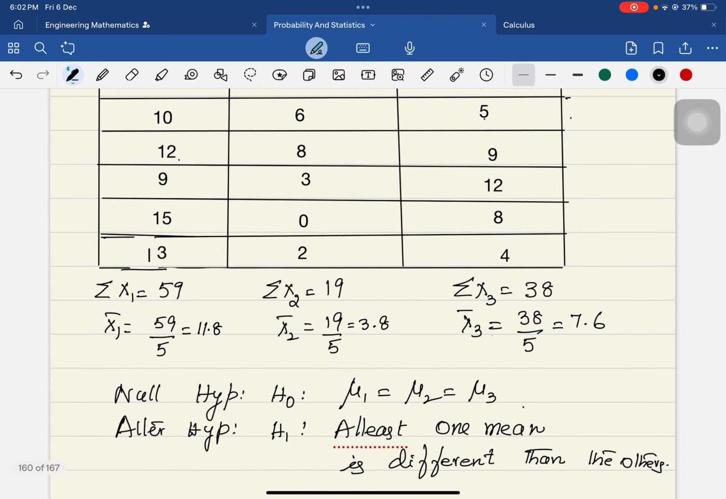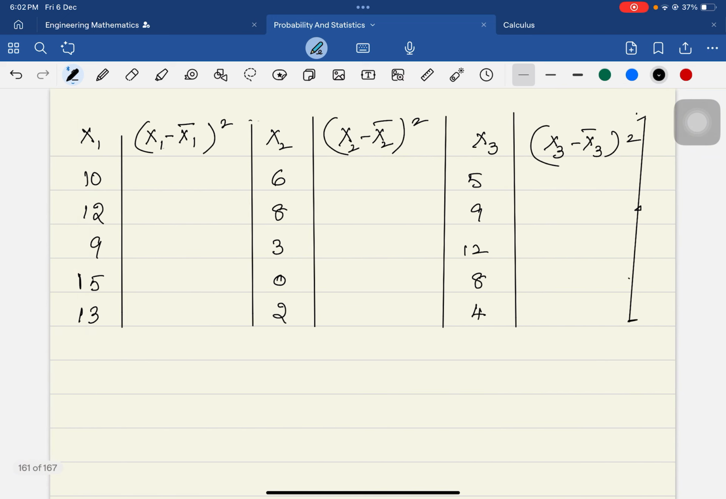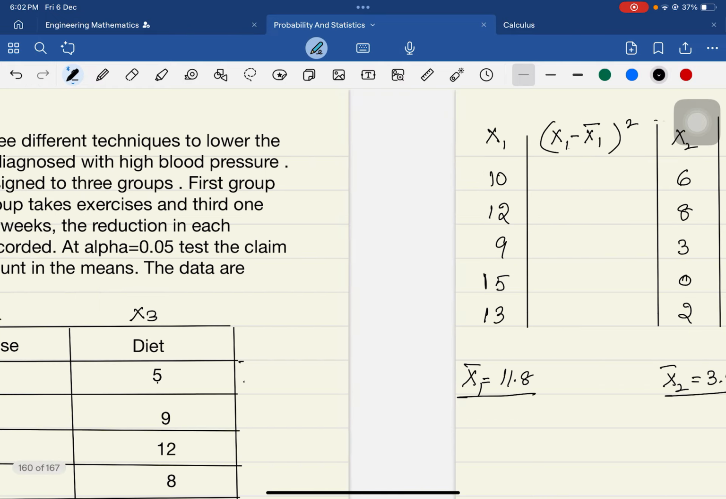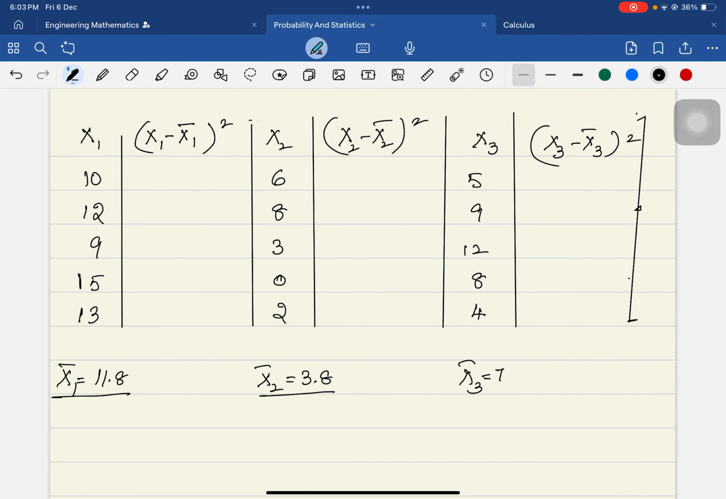So let us make a table. Now we have understood what the means are. Our job is to find out the variance within the groups and the variance between the groups. For that, let us do the calculation here. We need to find x1 minus x1 bar the whole square. We already know x1 bar is 11.8, x2 bar is 3.8, and x3 bar is 7.6, as we got it.